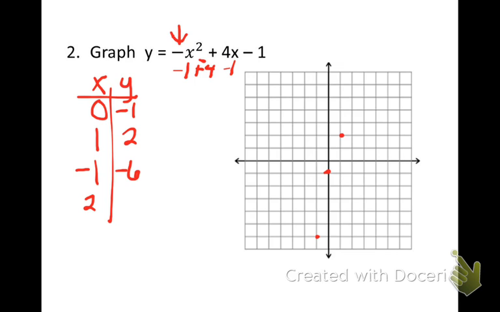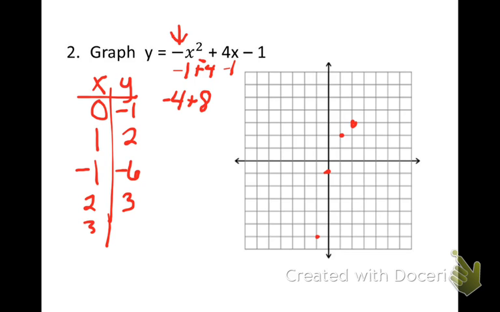Let's put a 2 in now. 2 squared is 4, with a negative would make it -4, plus 4 times 2 is 8, so that would give me +4, minus 1 would give me a 3, so I get 2, 3. So it still seems to be going upward.